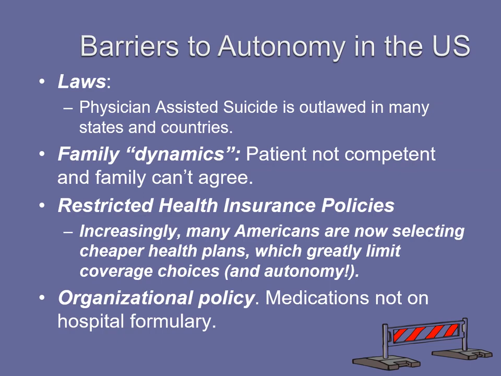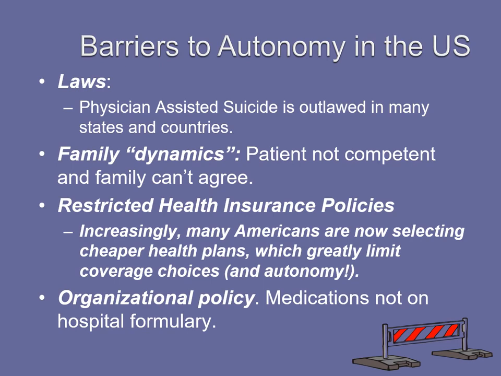Another example are restricted health insurance policies. Increasingly, many Americans are now selecting cheaper health plans. In some cases, their employers are selecting those plans. In other cases, Americans are going into the exchange, and when they see the cost of some of these plans, they're selecting cheaper plans. However, with less expensive plans come more limitations, and with those limitations come restrictions to autonomy.